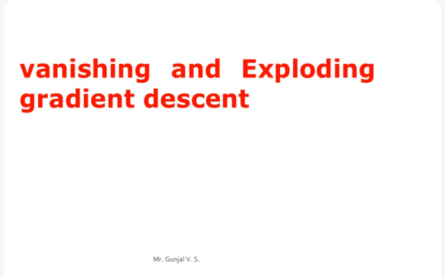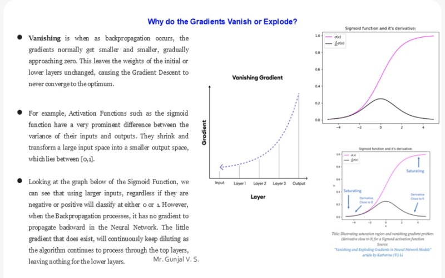Vanishing and exploding gradients are critical issues in training deep neural networks, affecting the learning process and model performance. Vanishing gradients occur when gradients become very small, making it difficult for the network to learn. This often happens with activation functions like the sigmoid function, which compresses input into a smaller output range.